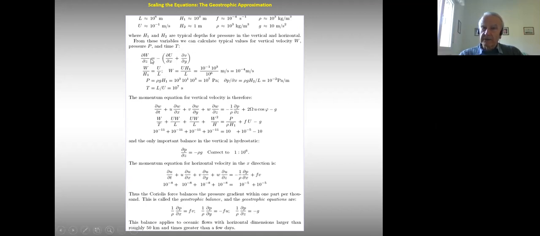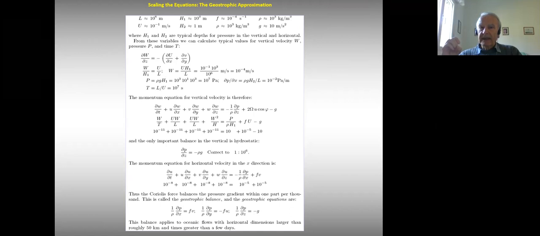If we put these typical values in, in order to obtain the vertical velocity from the continuity equation, we obtain that the vertical velocity is 10 to the minus 4 meters per second. So 10 to the minus 4 meters per second is 10 to the minus 2 centimeters, or 10 to the minus 1 millimeter per second. It's a very, very small velocity if you consider that the horizontal velocities are typically on the order of 10 to the minus 1 meter per second.